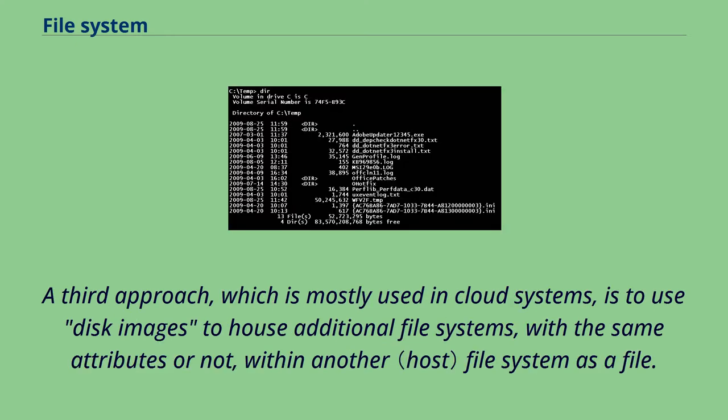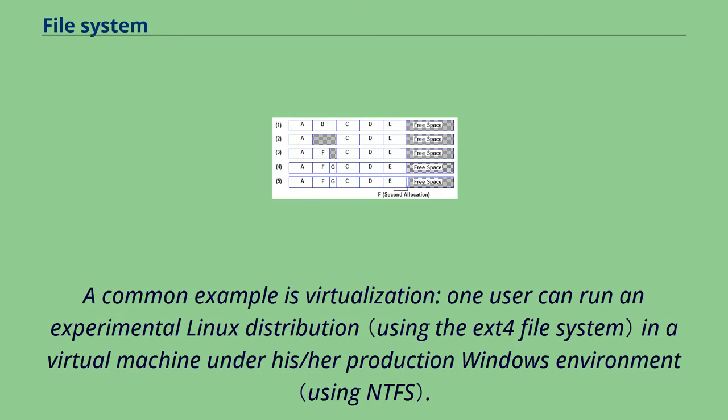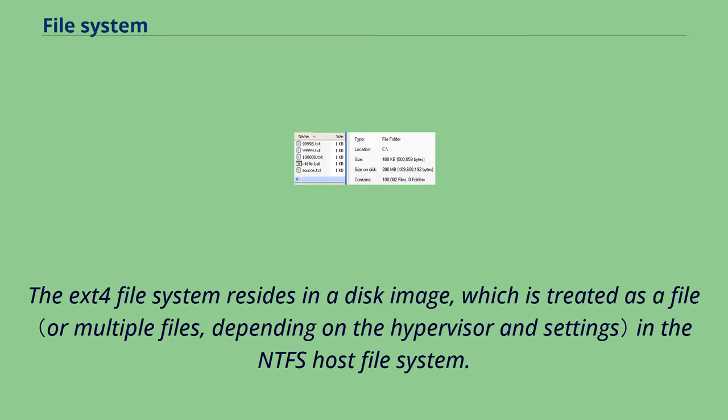A third approach, which is mostly used in cloud systems, is to use disk images to house additional file systems, with the same attributes or not, within another file system as a file. A common example is virtualization. One user can run an experimental Linux distribution in a virtual machine under his or her production Windows environment. The ext4 file system resides in a disk image, which is treated as a file in the NTFS host file system.